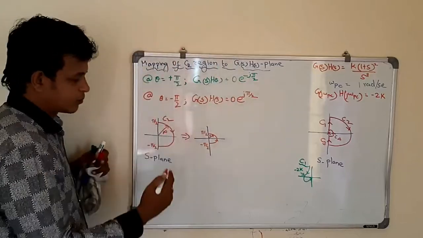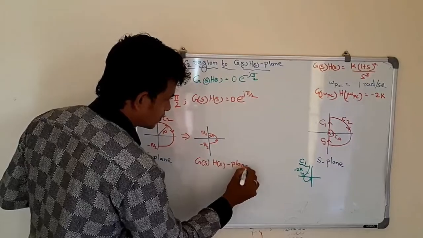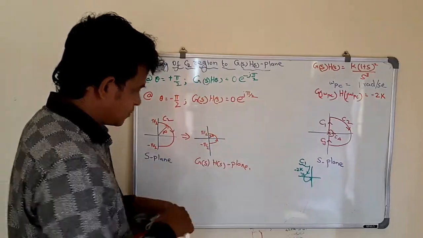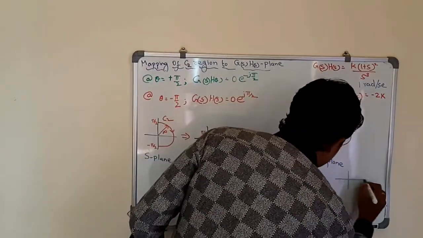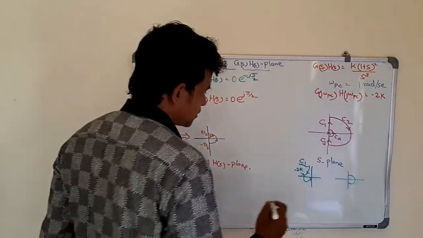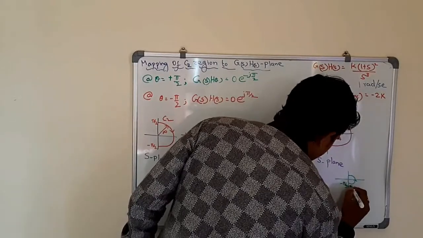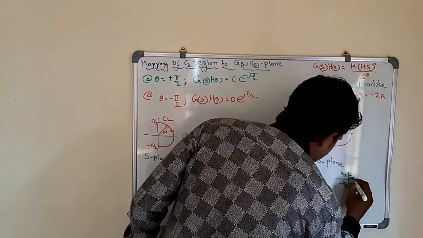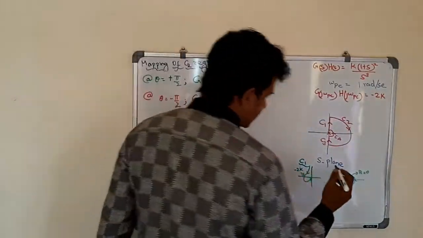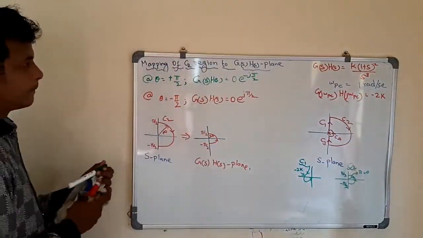So this is in the G(s)H(s) plane. I am making a note of this one also. In the G(s)H(s) plane, I have got an arc like this, and the angle is varying from minus pi by 2 to plus pi by 2, and its radius is 0. These are the things I am making note of. So this is the mapping of region C2. So I have done mapping of C1 and C2.